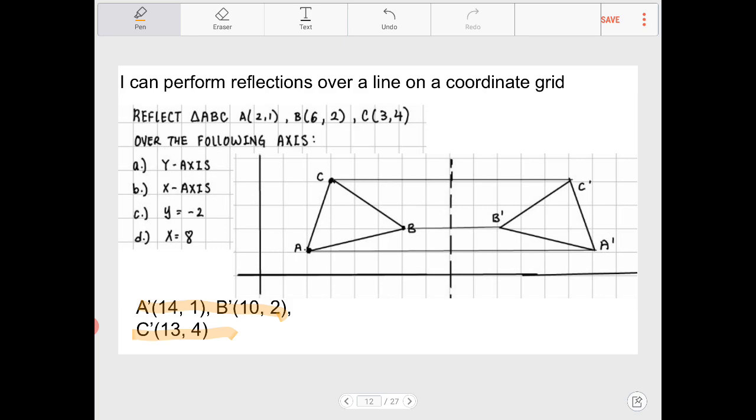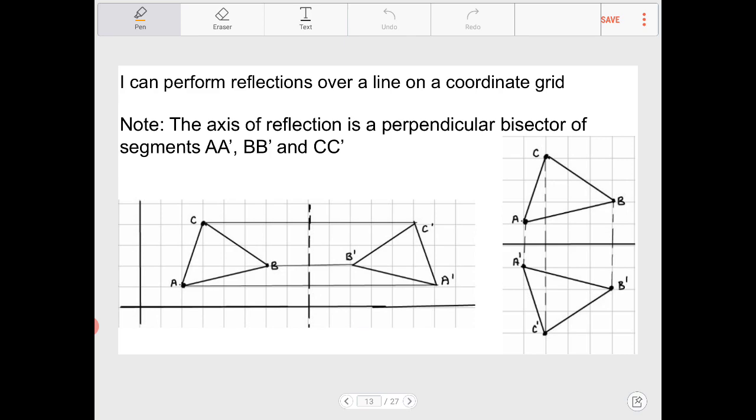Okay, so let's take a look at the next situation here. Oh, actually, before we do, there is a note here. Note that the axis of reflection is always a perpendicular bisector of segments AA prime, BB prime, and CC prime. Notice that this axis of reflection here is a perpendicular bisector, right? You see that? They're all the same length, okay? These are all perpendicular bisectors.